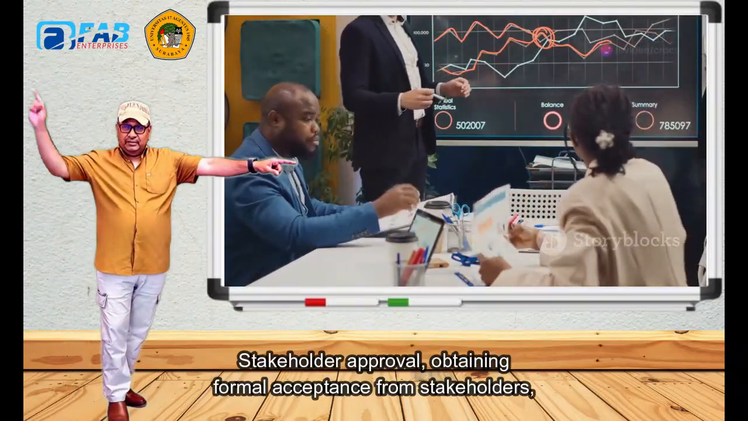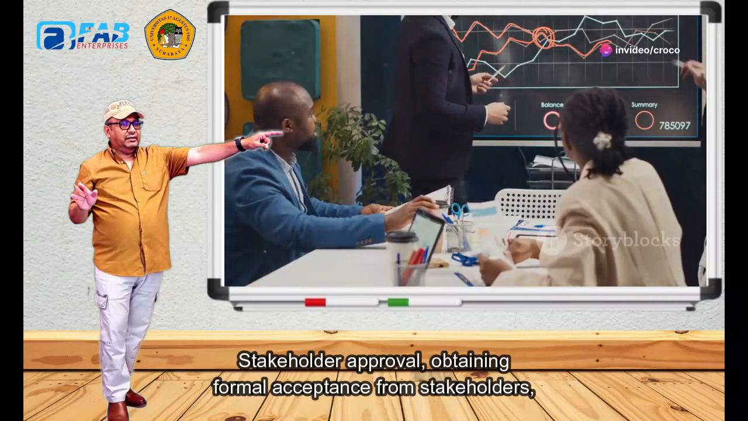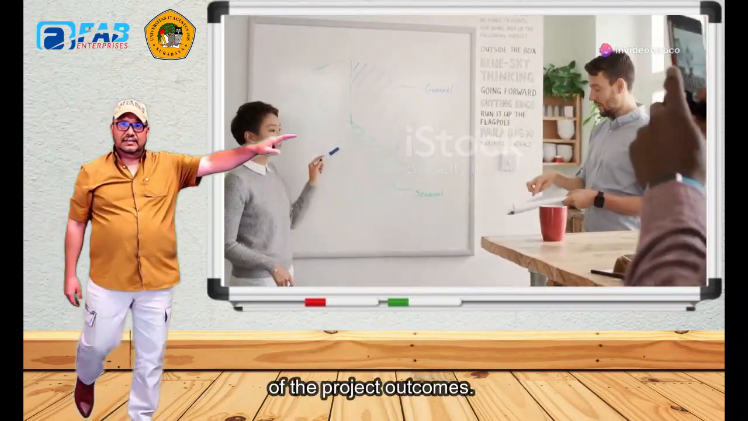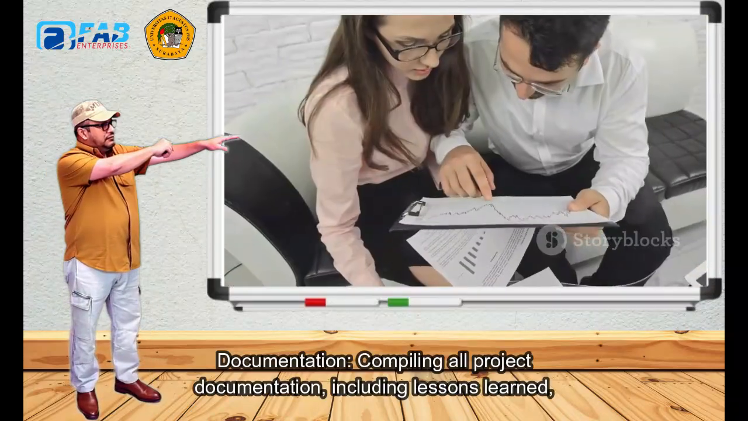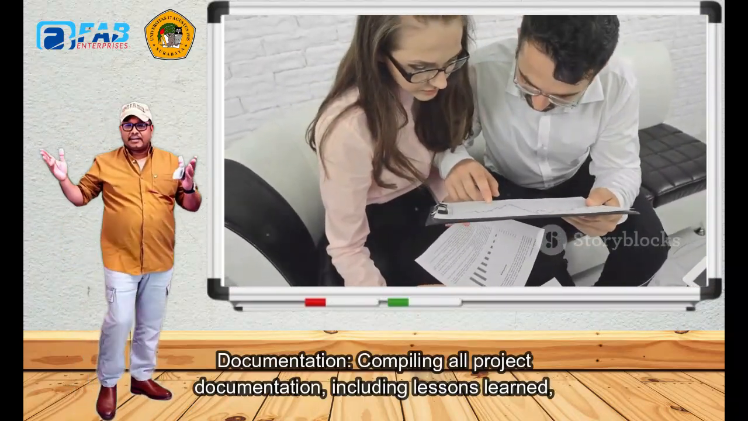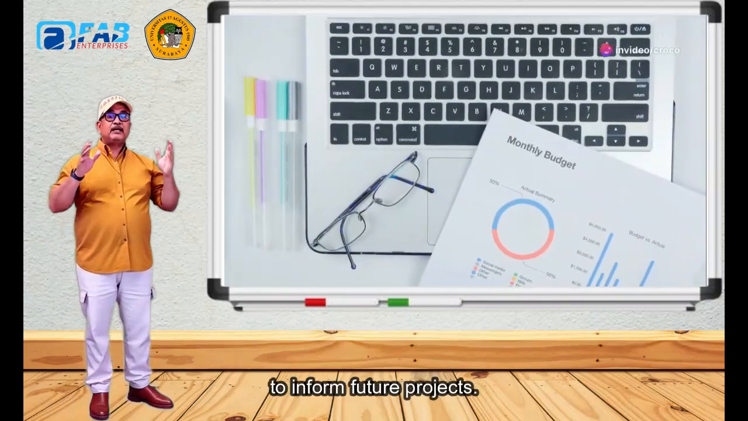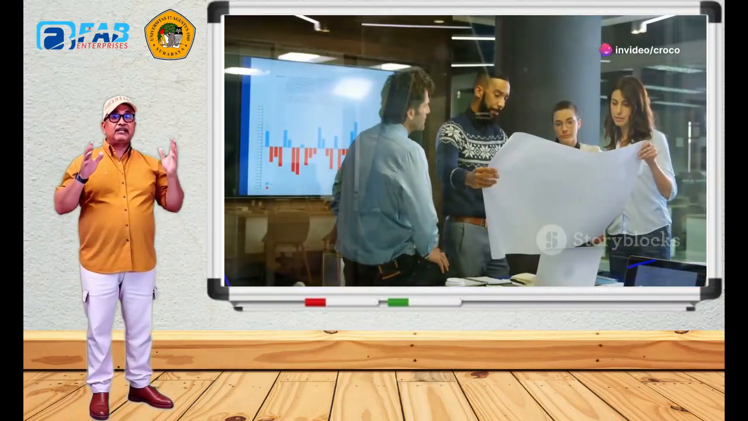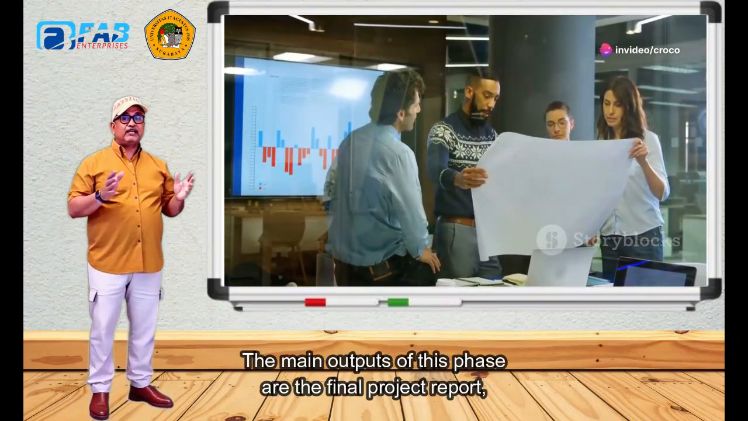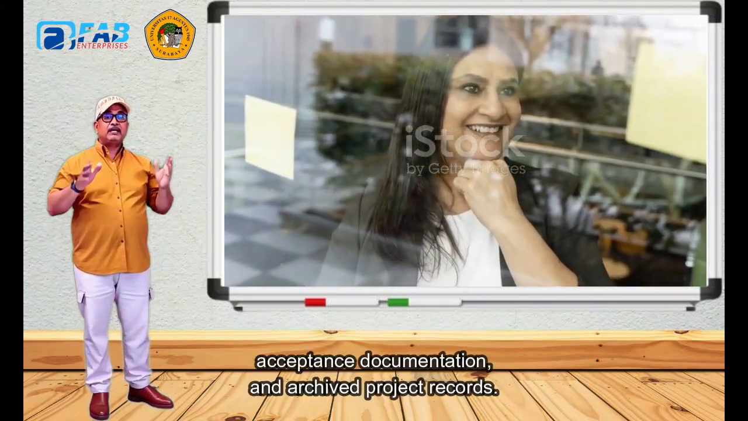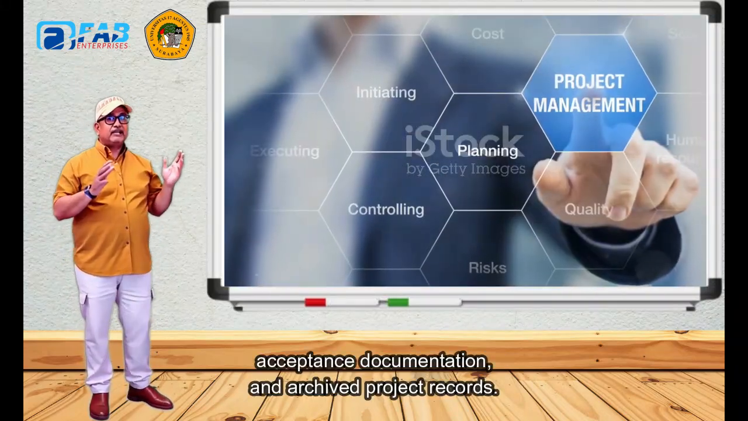Stakeholder approval, obtaining formal acceptance from stakeholders, which may involve presentations or demonstrations of the project outcomes. Documentation, compiling all project documentation, including lessons learned, to inform future projects. Deliverables, the main outputs of this phase are the final project report, acceptance documentation, and archived project records.